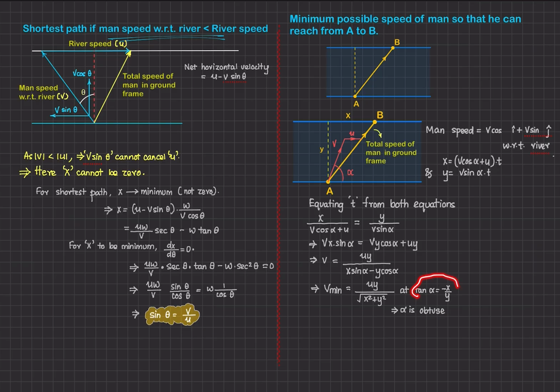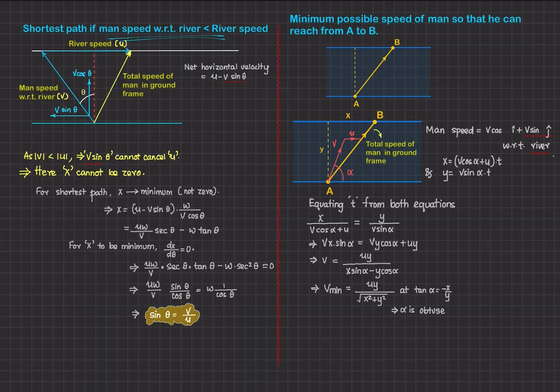So tan alpha equals minus x by y gives us the V minimum condition, but this negative value shows that this alpha cannot be acute, it must be an obtuse angle. Basically, the V direction must be in some certain direction like this.